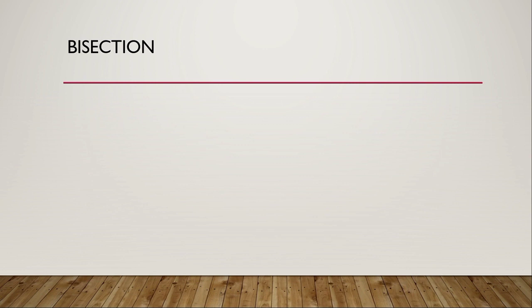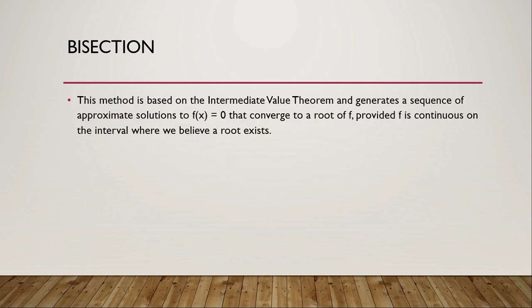So what is bisection? Basically, this method is based on the intermediate value theorem and generates a sequence of approximate solutions to f of x equal to 0 that converge to a root of f, provided that f is continuous on the interval where we believe a root exists. So this is all fancy mumbo jumbo, and if you can understand this, great, but I believe it's important to be able to understand it graphically and conceptually rather than just having the definitions.